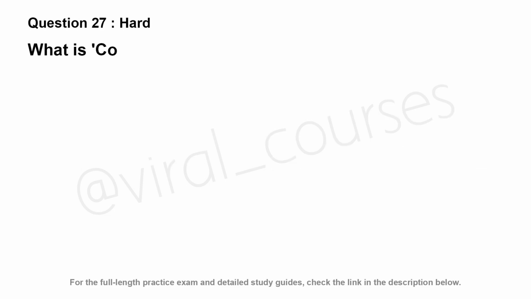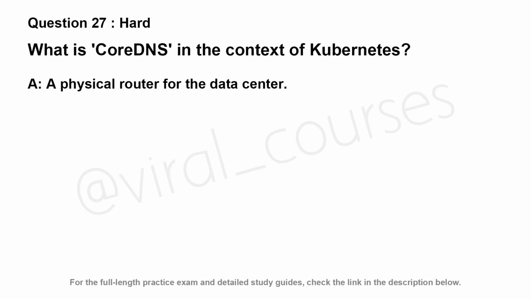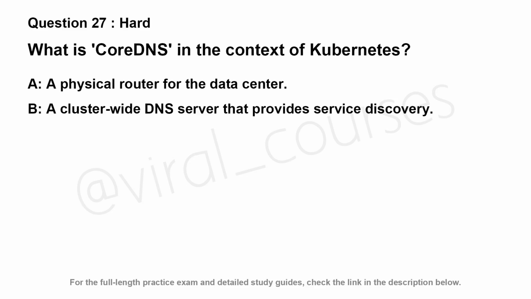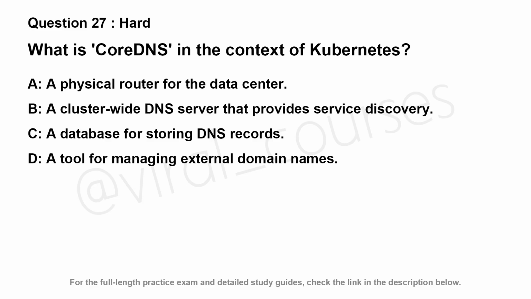What is CoreDNS in the context of Kubernetes? Option A. A physical router for the data center. Option B. A cluster-wide DNS server that provides service discovery. Option C. A database for storing DNS records. Option D. A tool for managing external domain names.